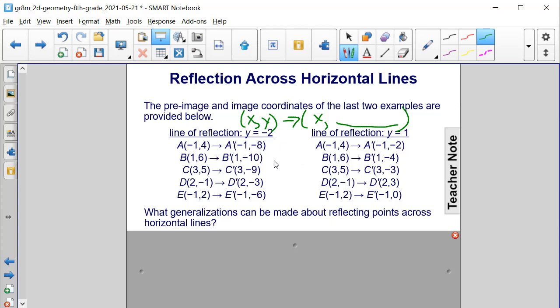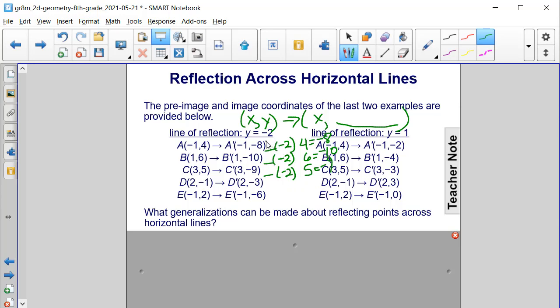So what do we have to do with this line of reflection at negative 2 and 4 to get to negative 8? So something with negative 2 and 4 will have to give me negative 8. Something happening with negative 2 and 6 to get to negative 10. Something is happening with negative 2 and 5 to get negative 9.